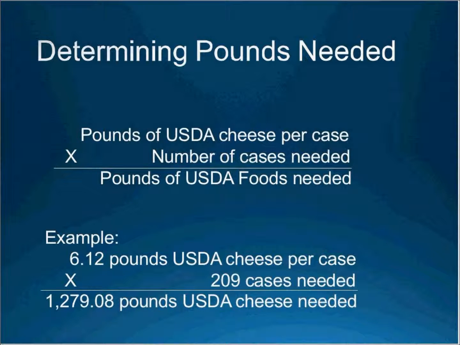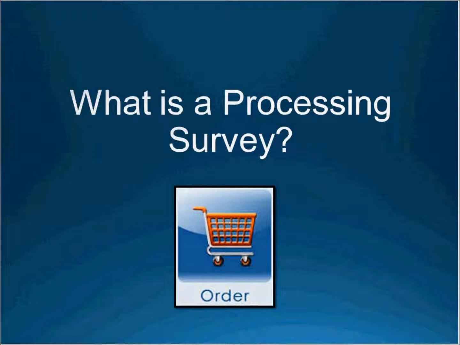Now that you know how to calculate the quantity of USDA foods to send to a processor, we will show you how to place an order. The processing survey is used by both advance order and state co-op agencies and gives these agencies the opportunity to send bulk USDA foods to approved processors to make further processed items. Agencies complete the processing survey in the CNIPS prior to the upcoming school year.